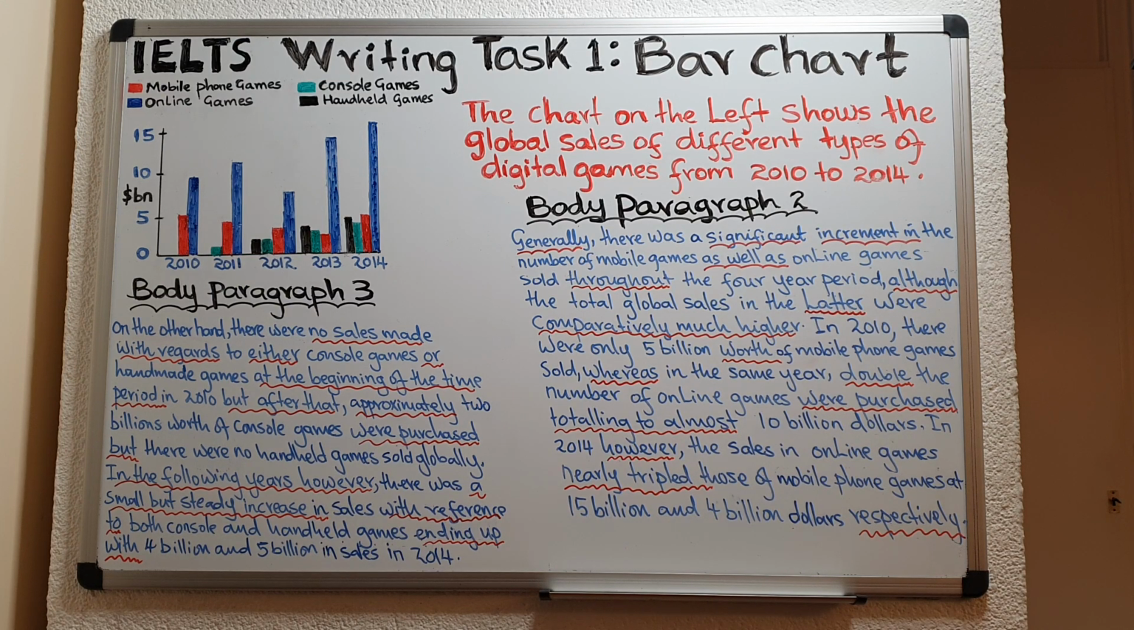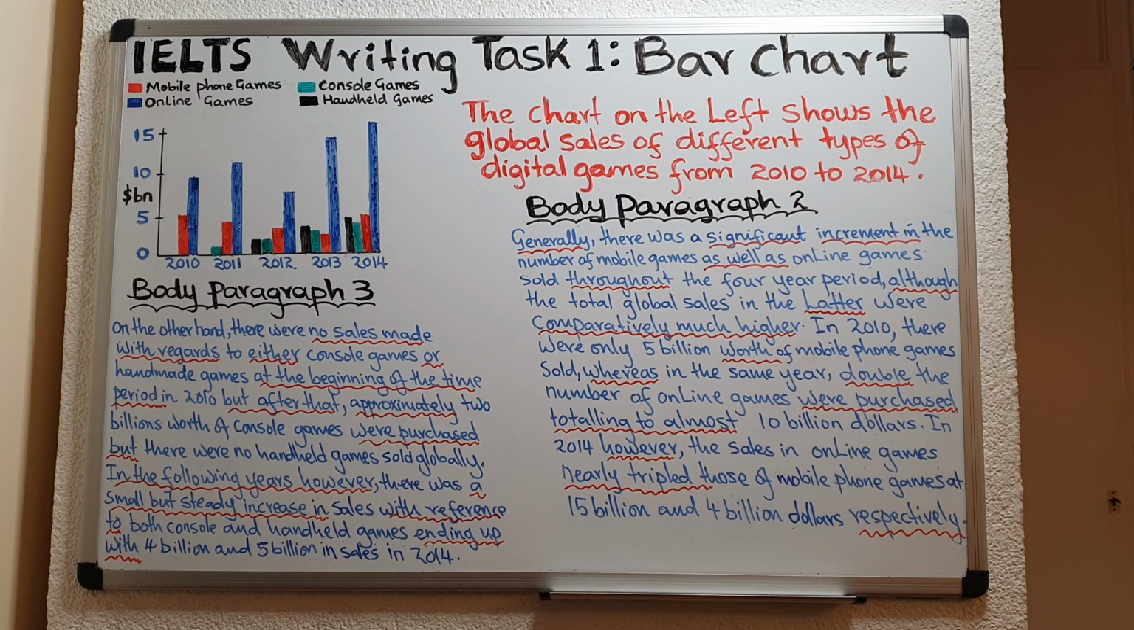And then I talked about 2014, and I introduced 2014 using a linking word, however, to show I'm contrasting. The sales in online games nearly tripled those of mobile games at $15 billion and $4 billion respectively. Once you have done that, then you move on to body paragraph 3, and in body paragraph 3, you're going to write about the other 2 items, and that is console games and handheld games.